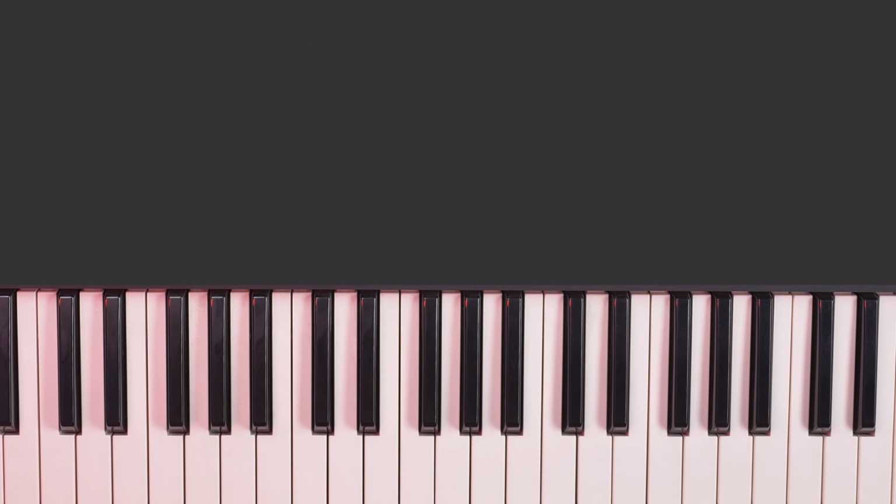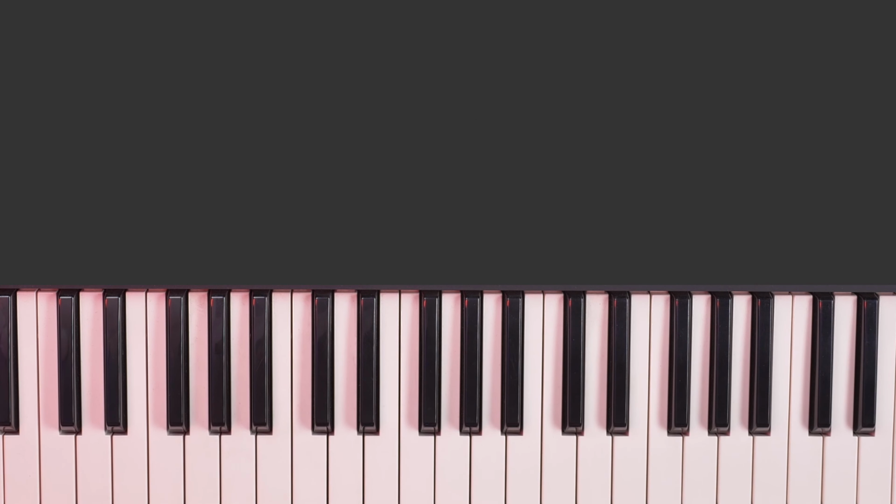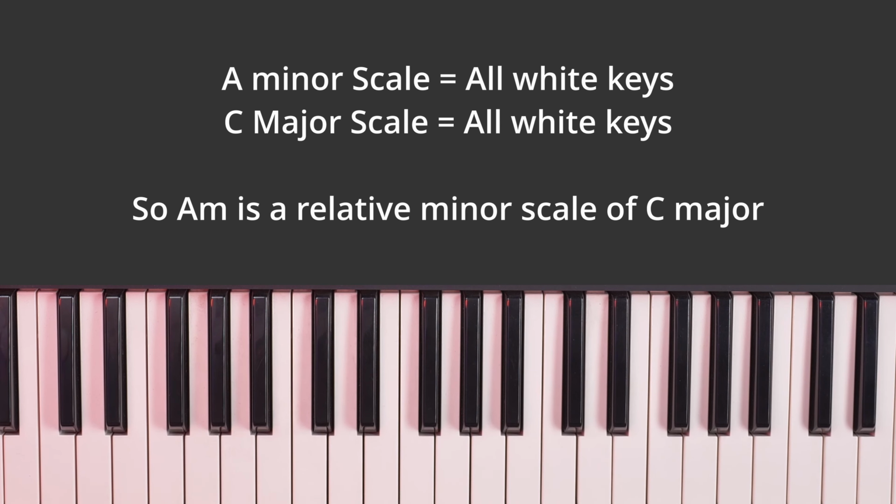The easiest minor scale we have right now is A minor. So let's start with A. It contains all the white keys. Whole step, half step, whole step, whole step, half step, whole step, whole step. It's A minor. So as you can see, the A minor scale has all the white keys. The C major scale has all the white keys. So both the scales are the same because they contain the same keys.